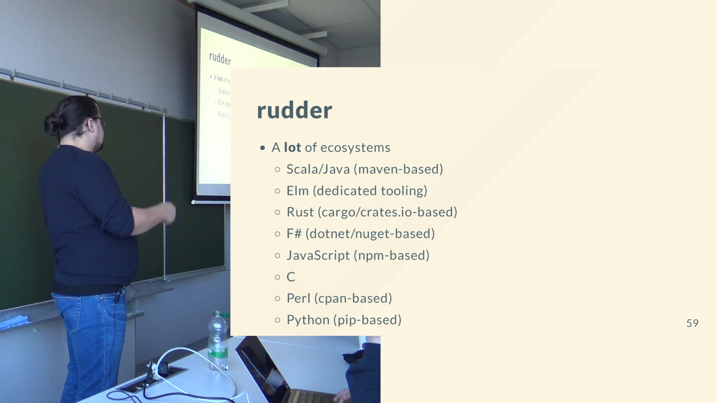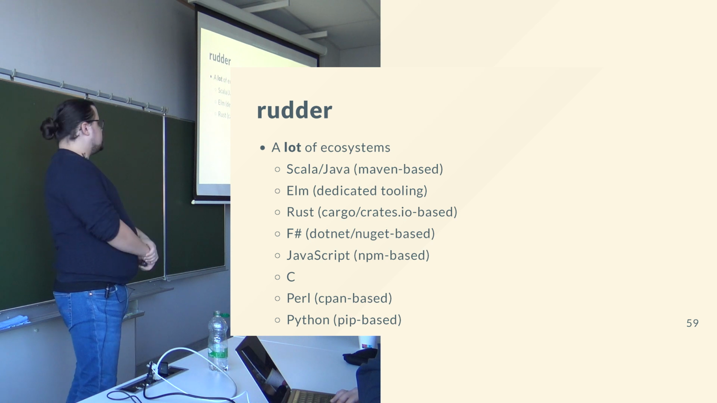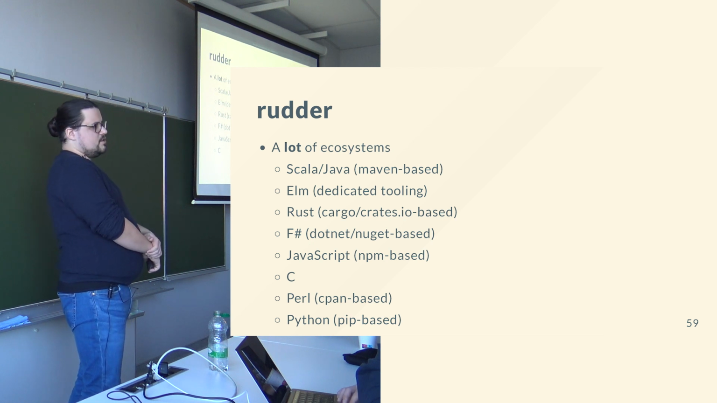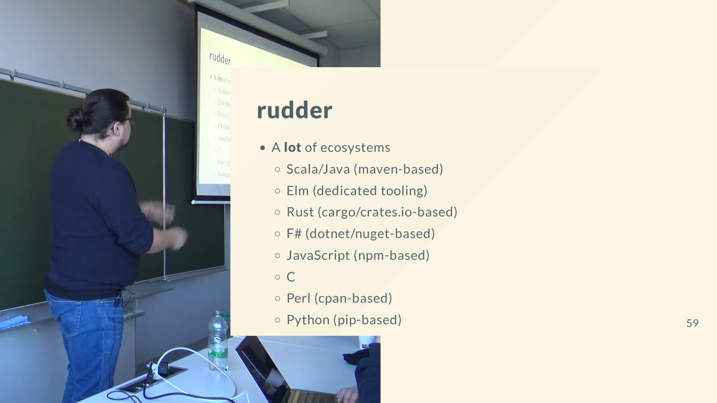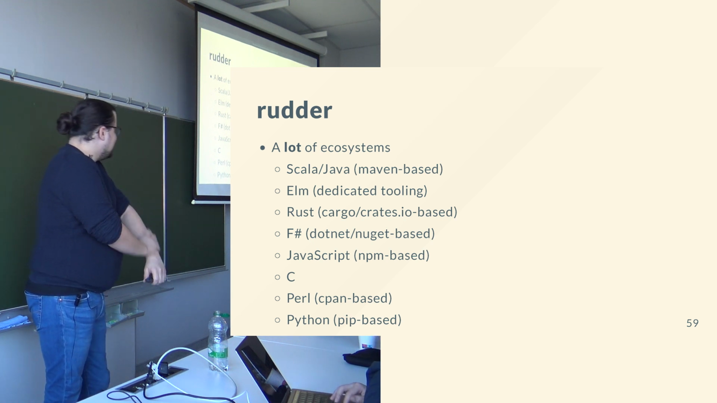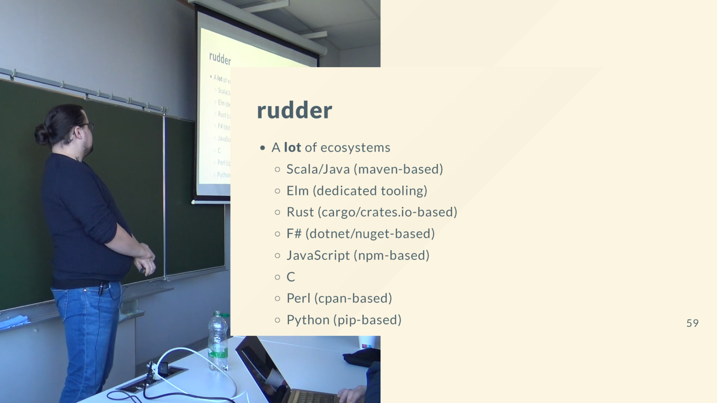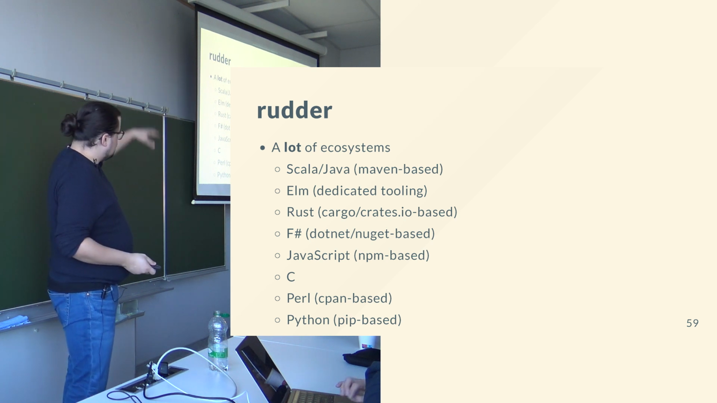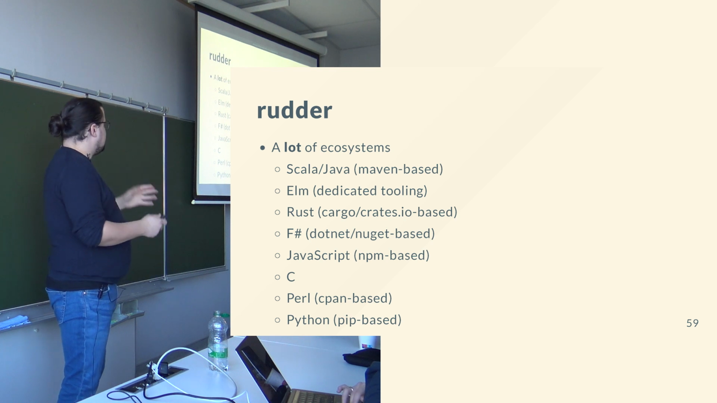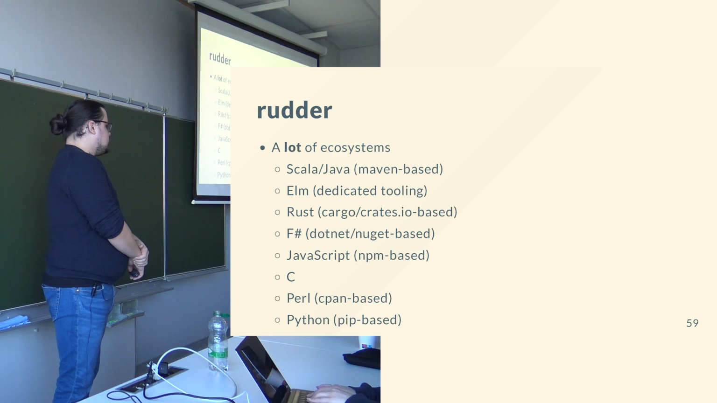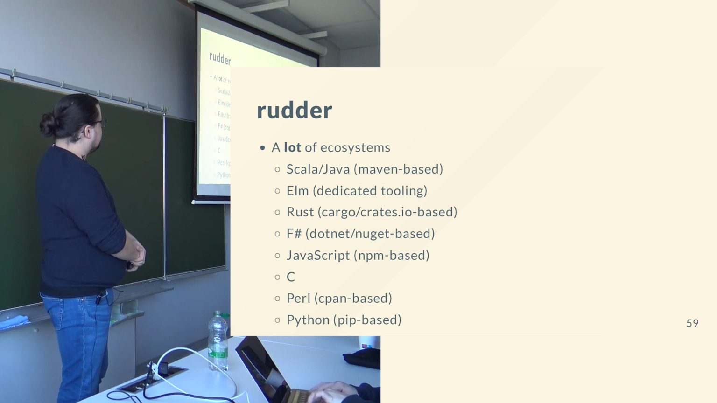front end. We have some Rust for system services. We have some F# on Windows. We have some C dependencies that we embed in our agent. And we have some Perl and Python for some glue at some points. So that makes a lot of different ecosystems. And when we build a release of Rudder, we actually pull things from all these sources. So that makes it really hard to keep track of everything.